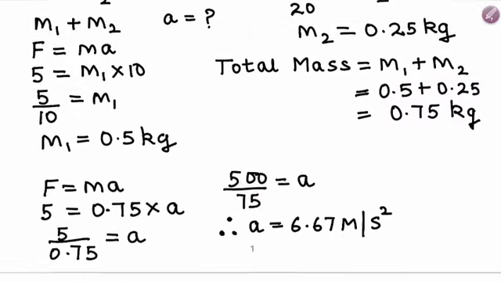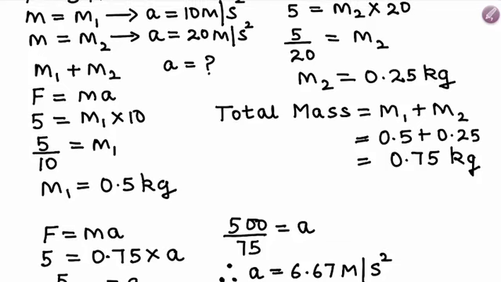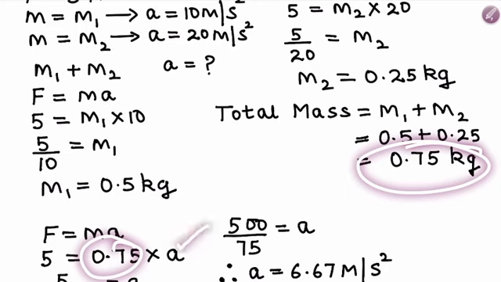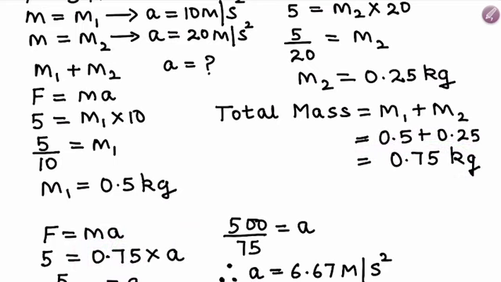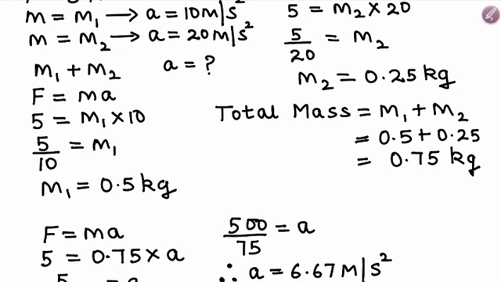After this, we have to find out the acceleration. Again force is equal to mass into acceleration. Now we know that the force is always 5 Newton according to the numerical. Whatever the total mass we have taken out, we will put the value over here, into the acceleration which we have to find out. So we will solve and get 5 upon 0.75. We will remove the decimal and then we get 500 upon 75 is equal to the acceleration, and then we will solve further and get the answer as 6.67 meter per second square.